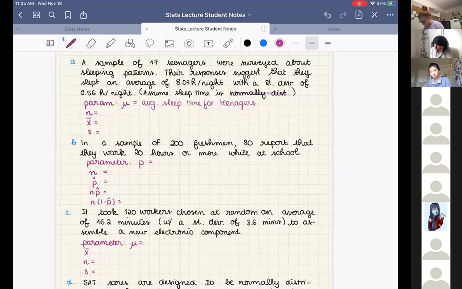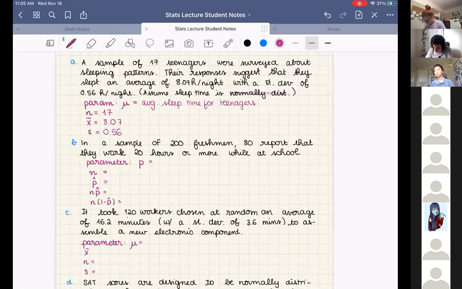Then you have that the sample size in this case was 17. The average for the sample was 8.07, and the standard deviation was 0.56. And this was for the sample, right? So the standard deviation here is reported along with the sample average, which means that both the average and the standard deviation are computed for the sample.